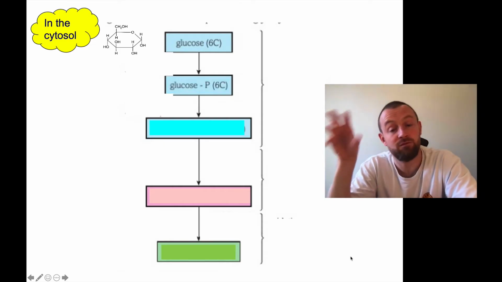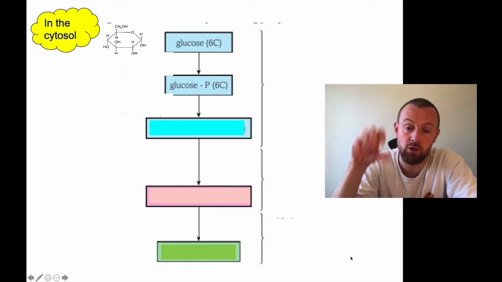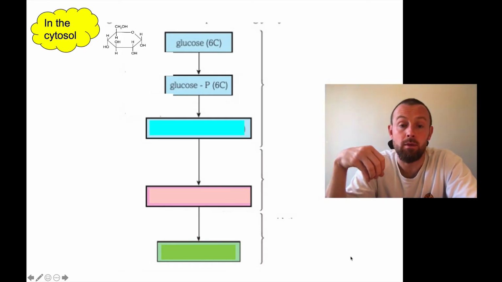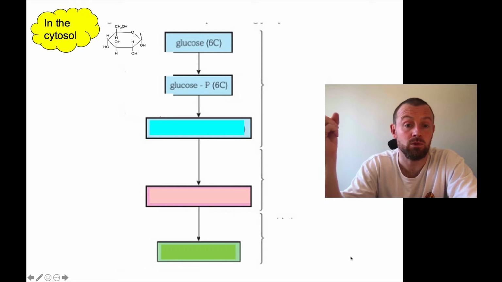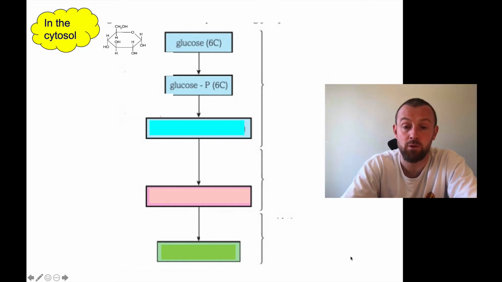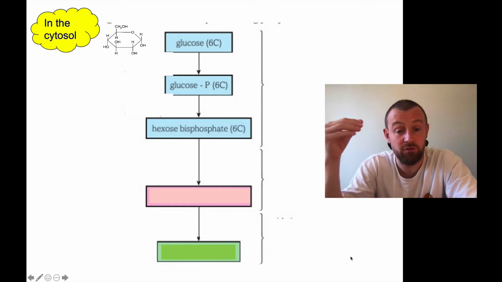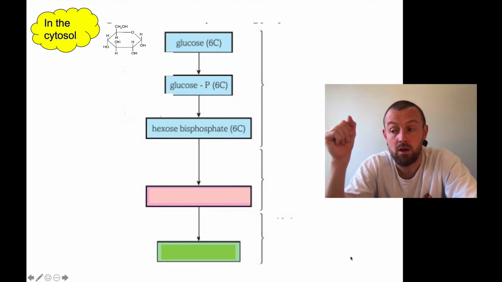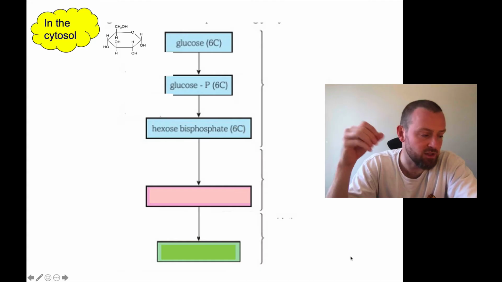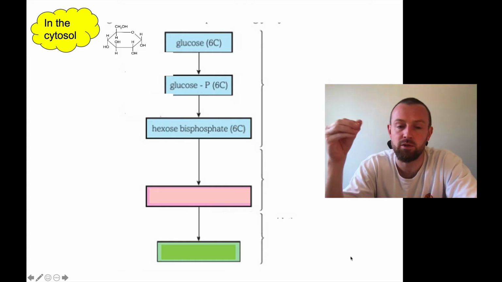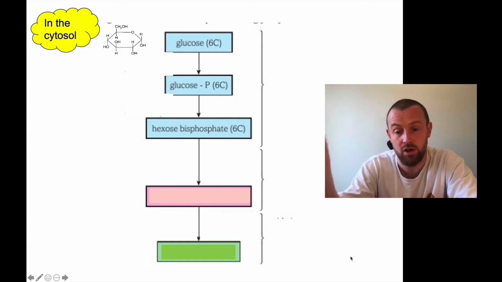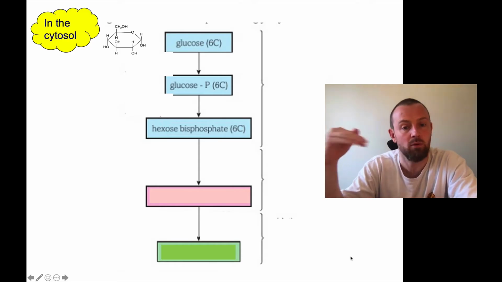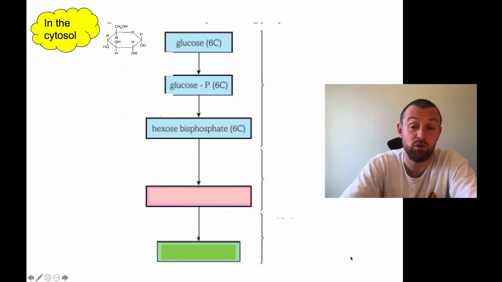Then we add a phosphate onto that. So now this becomes glucose phosphate. And again, that's a 6-carbon molecule. So we've just stuck a phosphate onto it. And then we add another phosphate onto it. So it becomes a hexose bisphosphate. In some textbooks, you'll see that as fructose 1,6 bisphosphate, but you don't need to know that. It's just another hexose. So 6 carbon, 6 carbon, 6 carbon with 2 phosphates on.